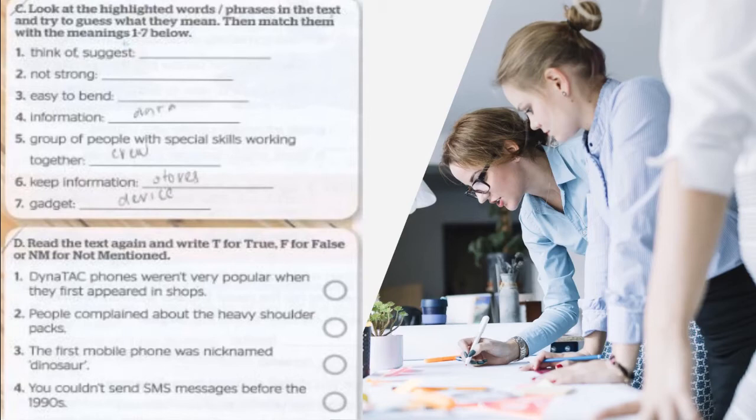Once you have already read the text on page 14, I will allow you to do the exercise on page 15. Look at C first. Look at the highlighted words and phrases in the text and try to guess what they mean. Then match them with the meanings 1 to 7 below.